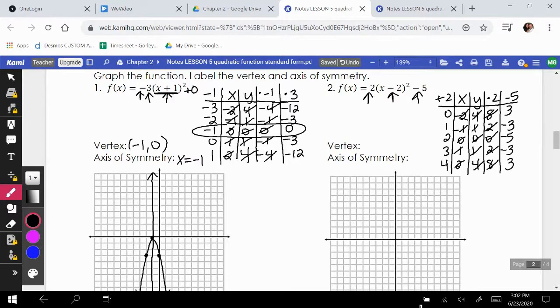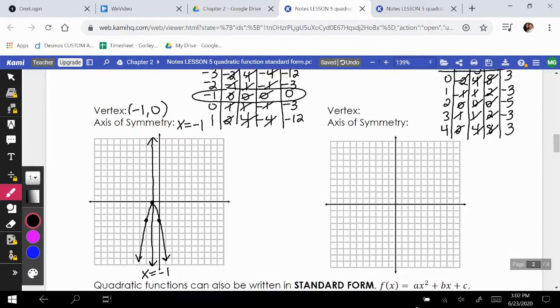Okay, so I can graph that. We'd have (0, 3), (1, -3), (2, -5), (3, -3), (4, 3). Make your nice U shape, no sharp edges.